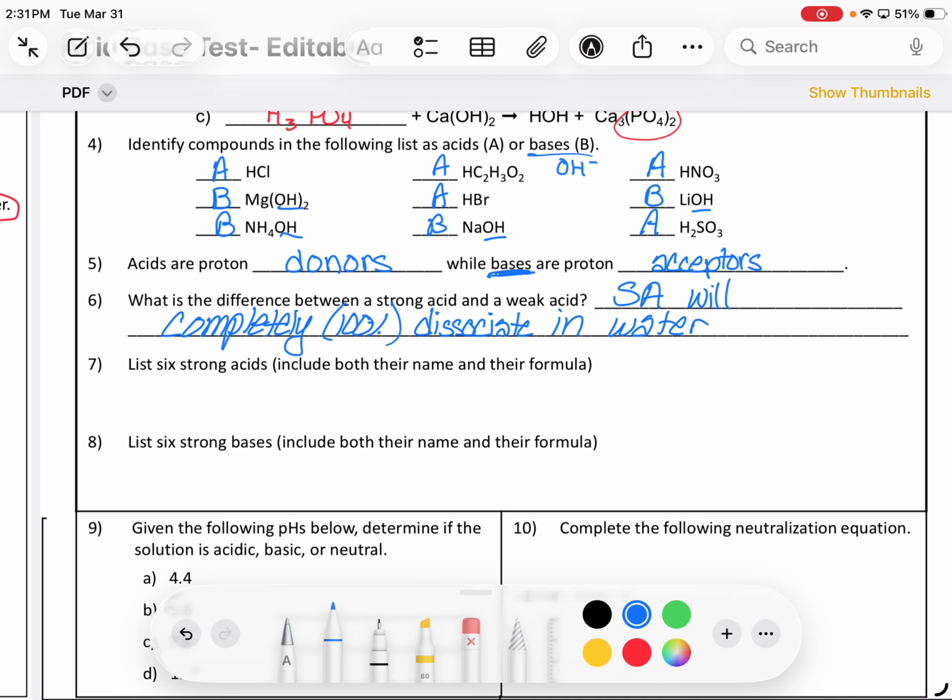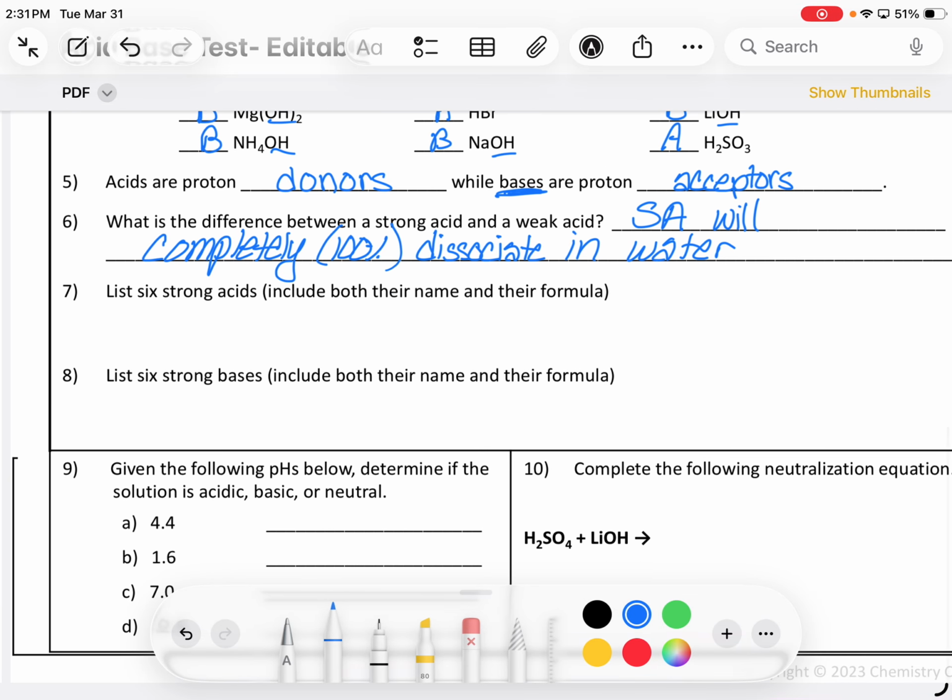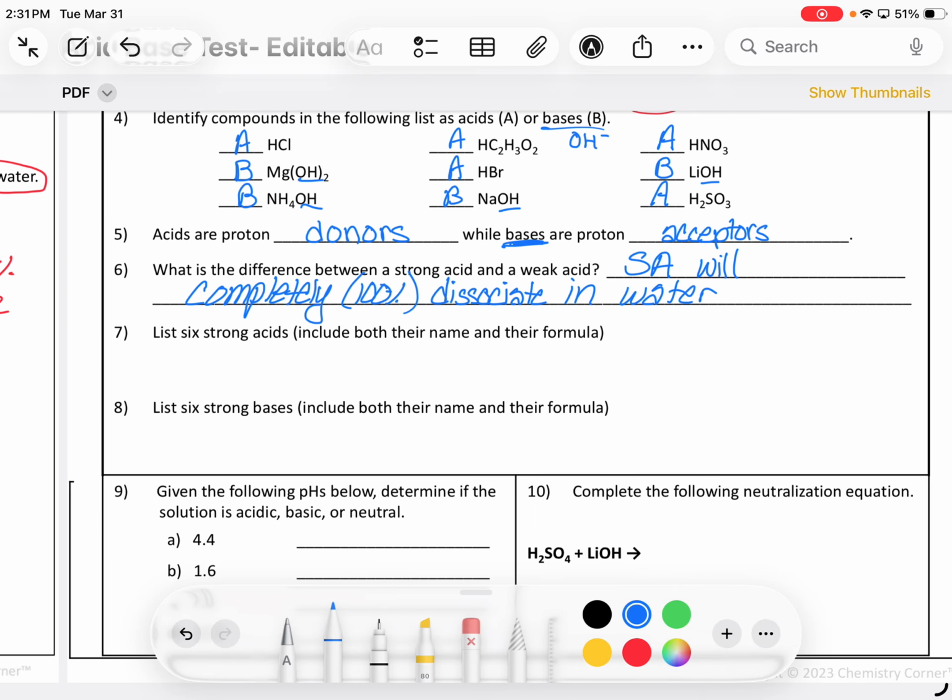Next, the 6 strong acids and 6 strong bases. For sake of time, you have that list. So just go ahead and go through that list real quickly.